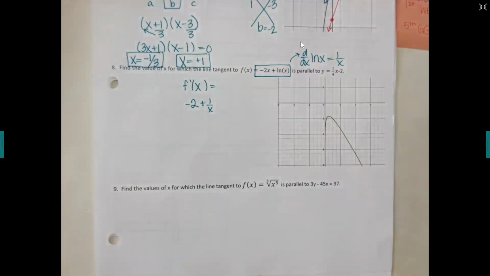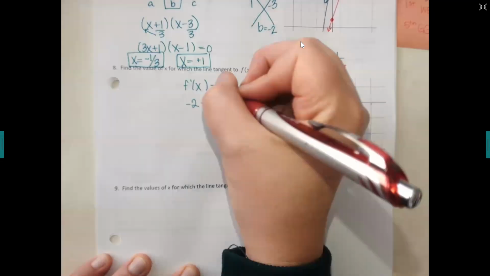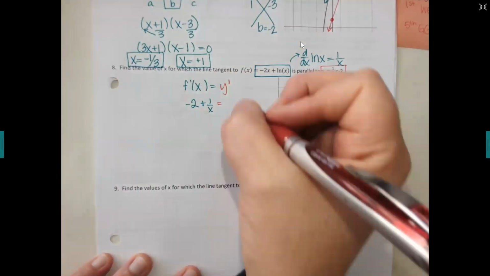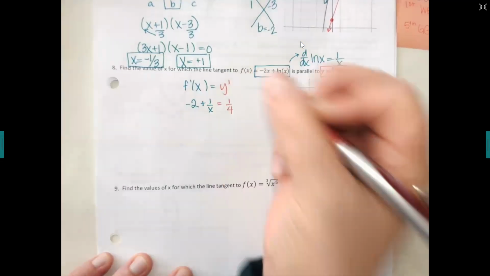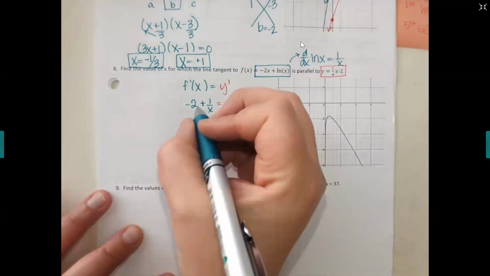Okay, parallel to 1/4 x minus 2. 1/4 x minus 2. What would the derivative be of that? Just a fourth. Very good. Okay, so this is the equation of my curve's slope set equal to the slope equation for my line. Okay, we want to solve this. How do I get rid of a minus 2? Okay, plus 2 on both sides.